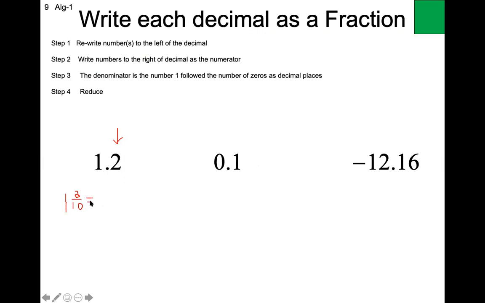Reduce. 2 goes into both of those. 2 goes into 2 once. 2 goes into 10 5 times. 1 1/5. Done.